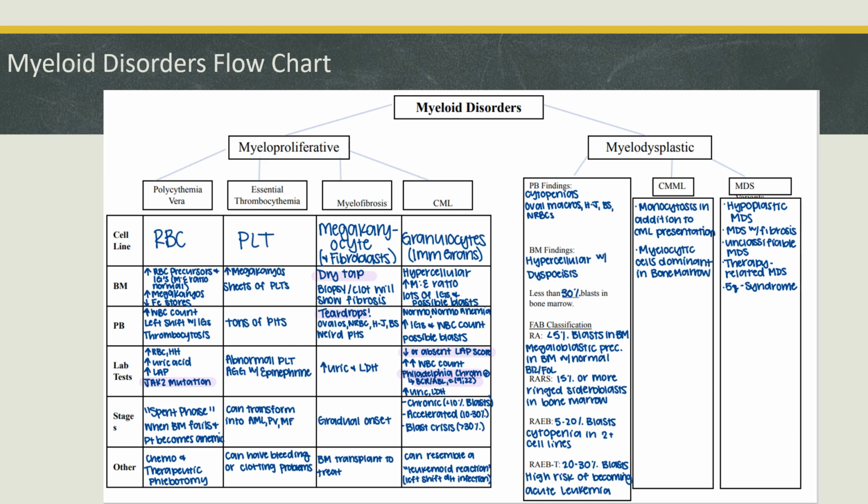The next one is essential thrombocythemia. That's going to be primarily associated with the platelet or the megakaryocytic line. What we'll see in the bone marrow are these sheets and sheets of platelets. We are going to see a ton of platelets in the peripheral blood. We might have an abnormal platelet aggregation with epinephrine, so that platelet aggregation study is going to be one of the things that we might do in the presence of epinephrine. And again, this can transform into an AML, a polycythemia vera, or a myelofibrosis.